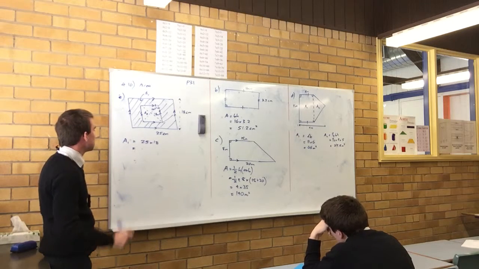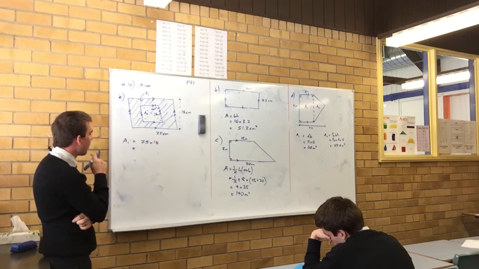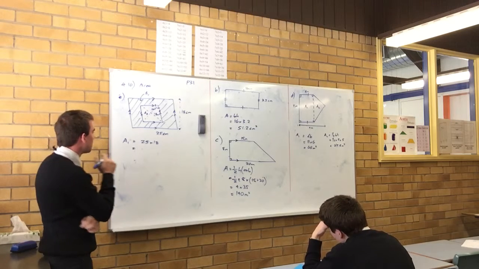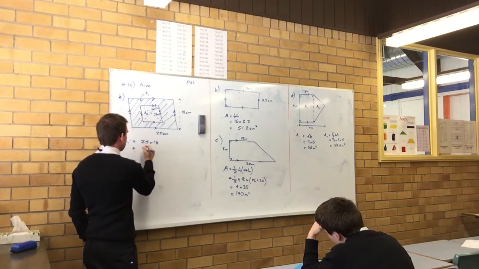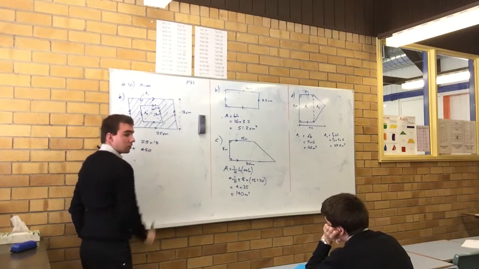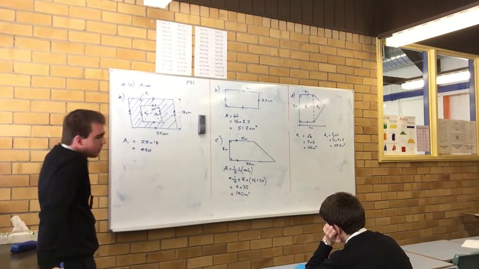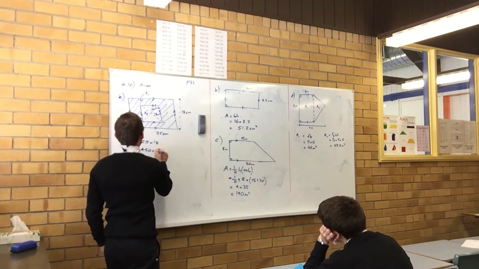180, 360 plus 90, 450, is that correct? Good. Finally. Alright, centimetres squared.